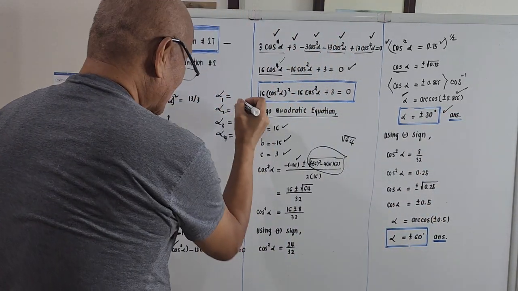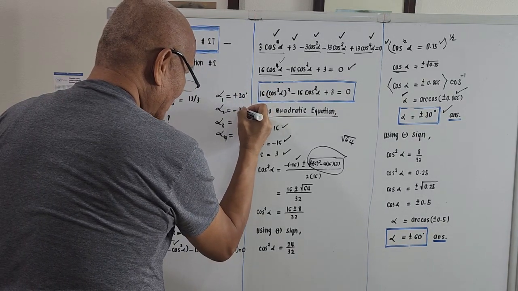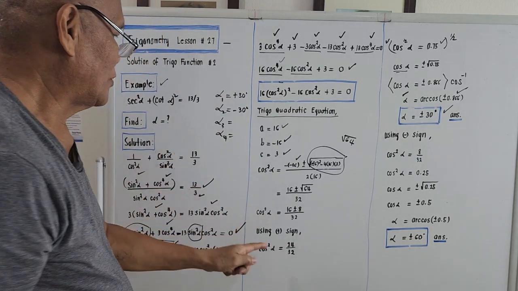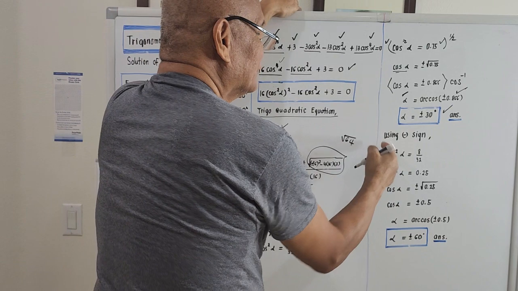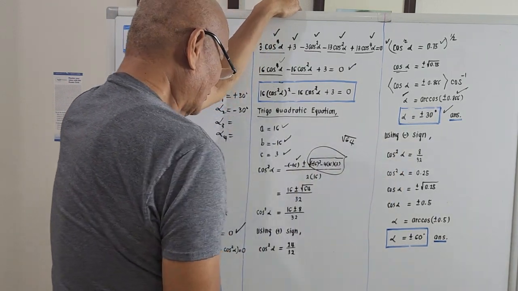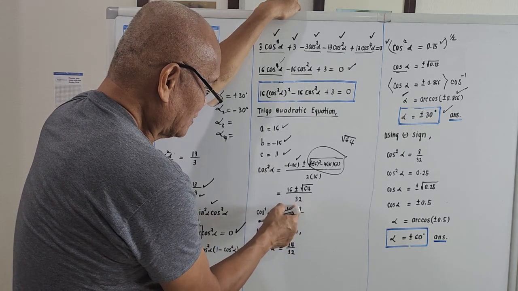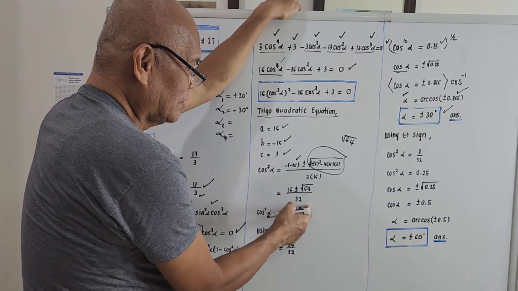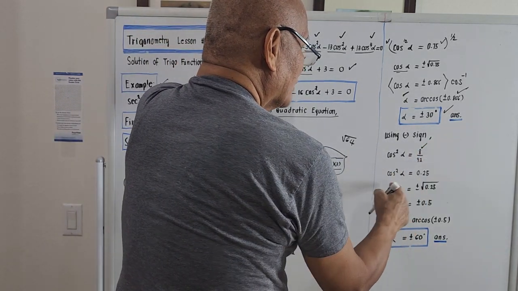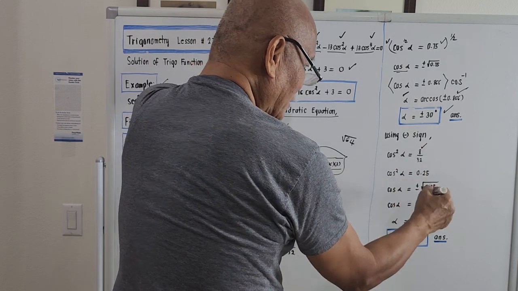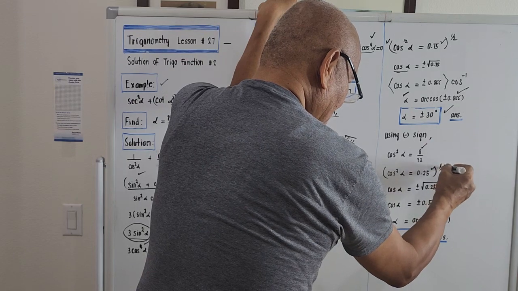So alpha number 1 is plus 30 degrees. And alpha number 2 will be negative 30 degrees. That is by using the positive sign. And by using the negative sign, cosine square of alpha will be equal to, from here, we use the negative sign. We are done with the plus, right? So it will become 16 minus 8. 16 minus 8 is 8 over 32. So cosine square of alpha, 8 over 32 is 0.25.